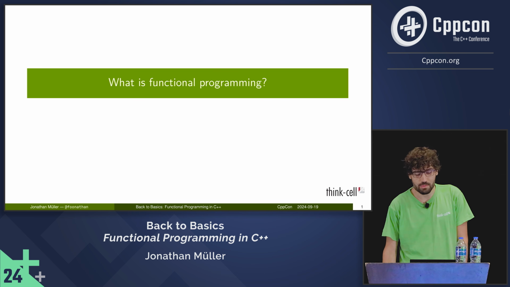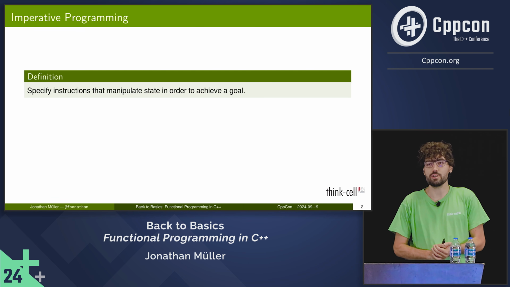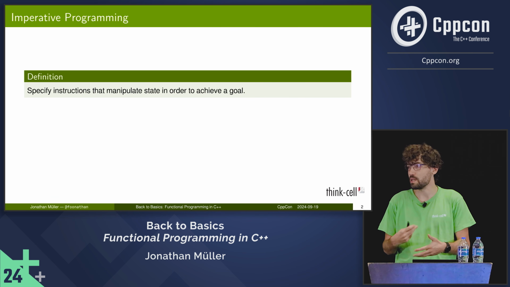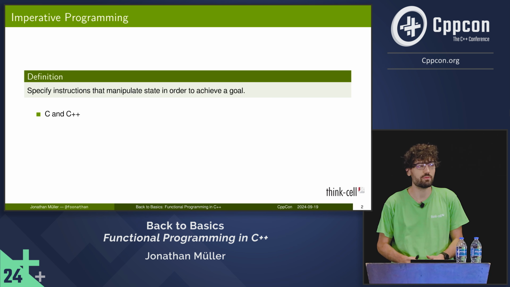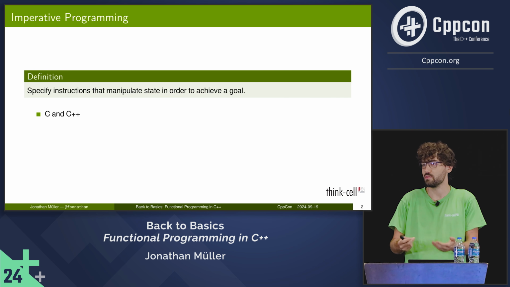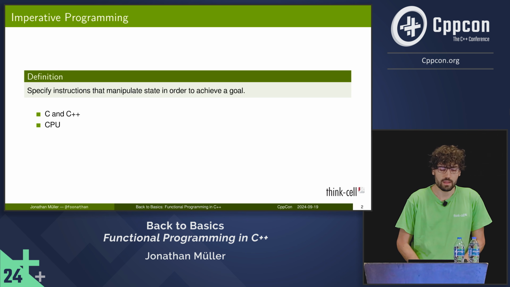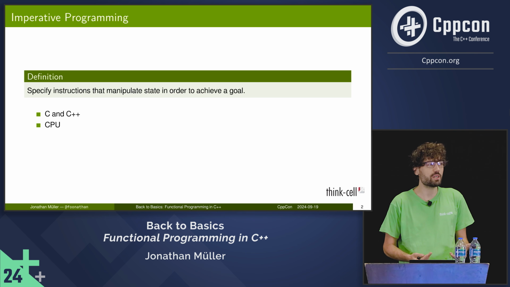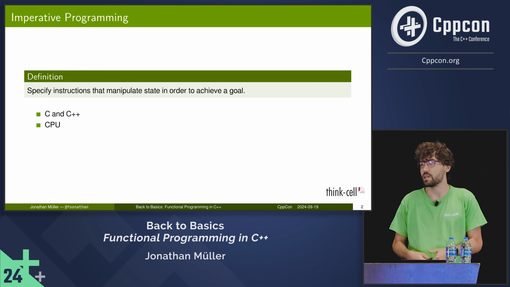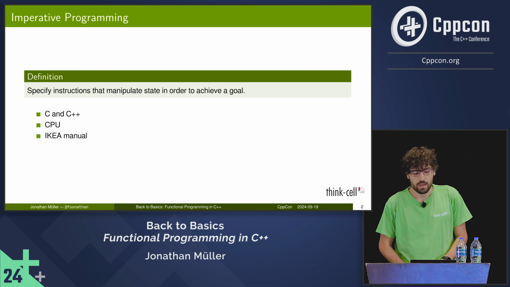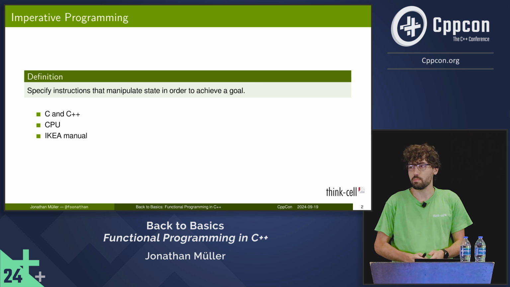So what we are familiar with is imperative programming. In imperative programming, you specify instructions that manipulate some state in order to achieve a goal. This is what we do in C++. We've got a whole bunch of variables, and then we have statements that modify those variables in some way. And eventually, we will compute a result. This is also the way the CPU works: we have memory, we manipulate that memory using assembly instructions, and in the end, we will have different values in our memory, and that's the output. And this is also how something like an IKEA manual works, a sequence of steps in order to assemble your furniture.